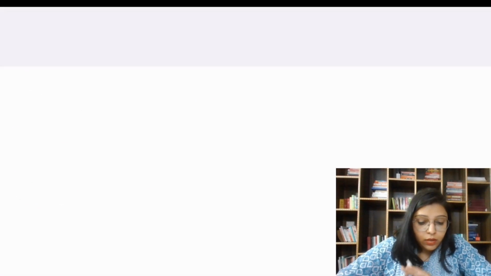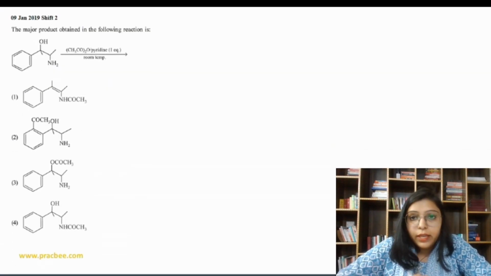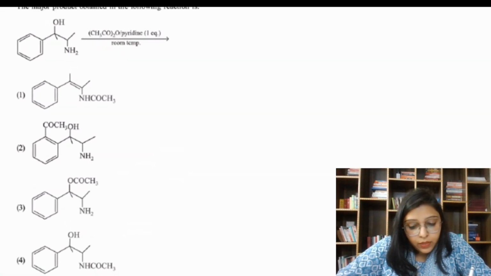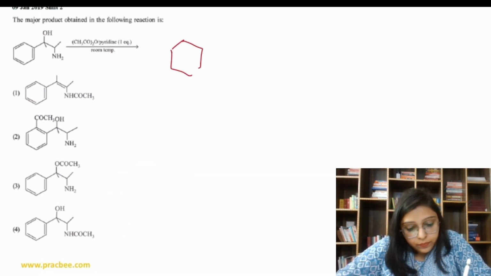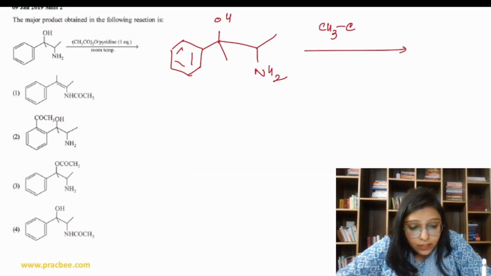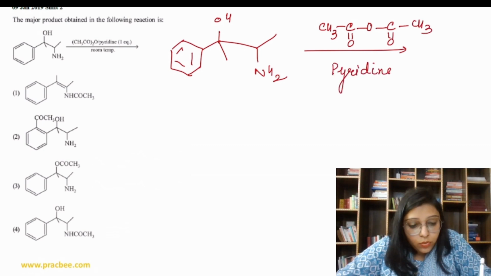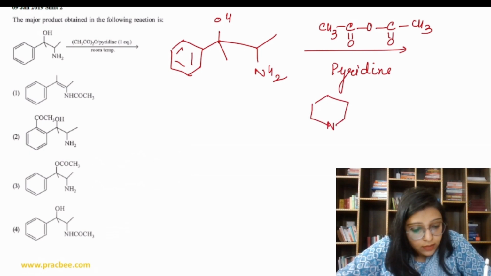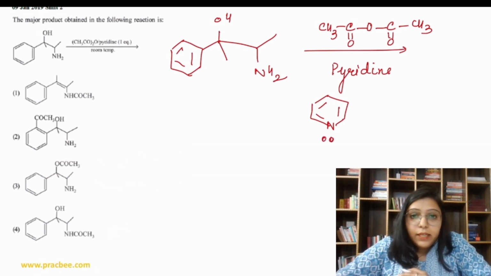Clarity? Okay. Now, moving on to the next question. So we have this benzene ring, then we have OH, this, then NH2 and this. Then we have anhydride, CH3, C double bond O, C double bond O, CH3 in the presence of pyridine. So what is the role of pyridine? So pyridine is a base basically, hai na? Pyridine is a base.